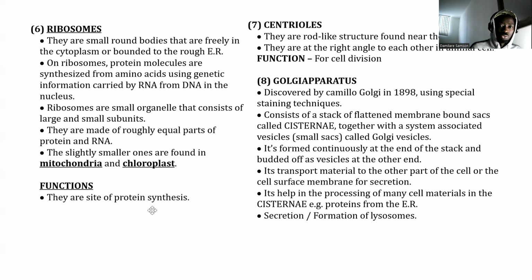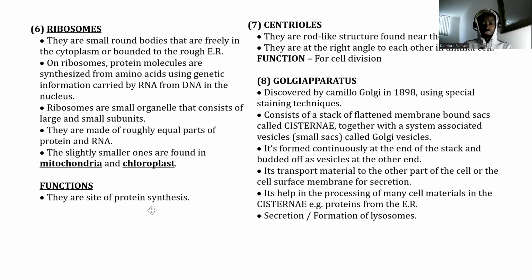The seventh one, the centrioles. They are rod-like structures found near the nucleus. They are at a kind of right angle to each other in animal cells. And what do they do? They help in cell division. While we're talking about mitosis and meiosis, you remember very well, we talk about the centrioles, which produce spindle fibers, which help in cell division.